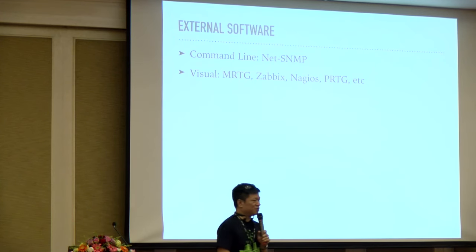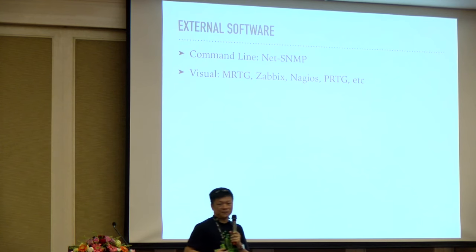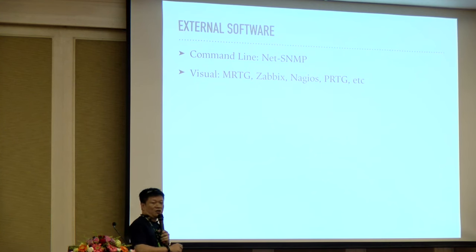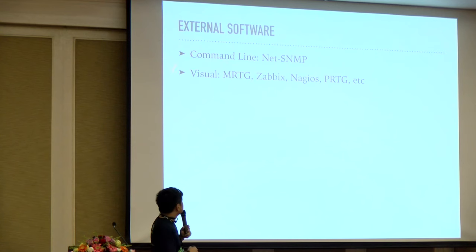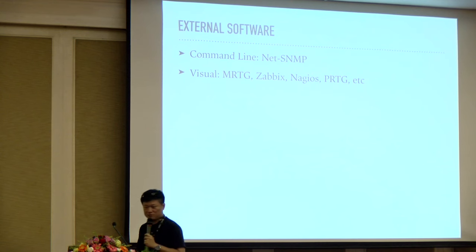External software. Remember we talked that we require external software to get the information. Without the external software, SNMP itself means nothing. It's running there, but what can you do? So you can use net-snmp. This is a command line package interface, usually used by Linux. And if you want to see the visual, a nice interface, the graph up, down, different colors, these are the tools you can use. MRTG and Cacti are free. PRTG, you have to pay for it. But they will give you a nice graph.